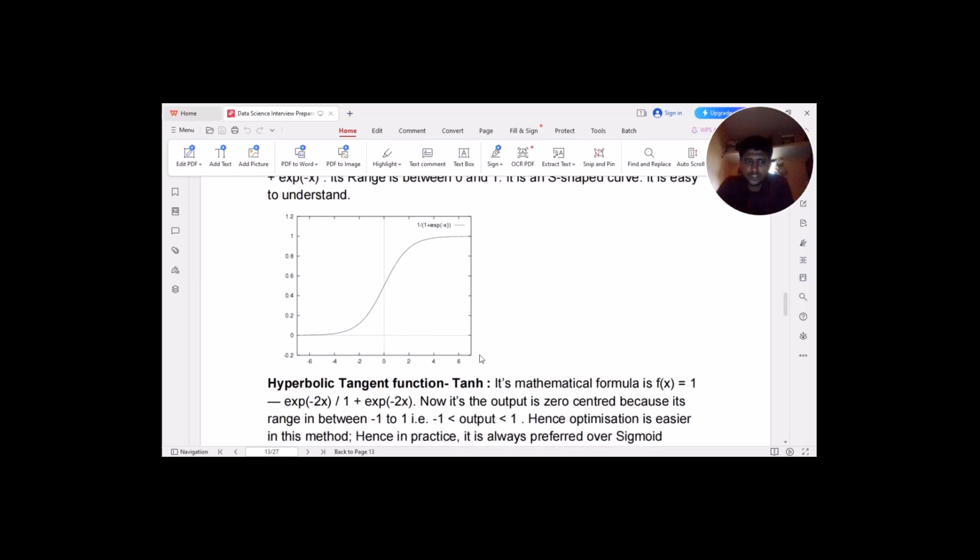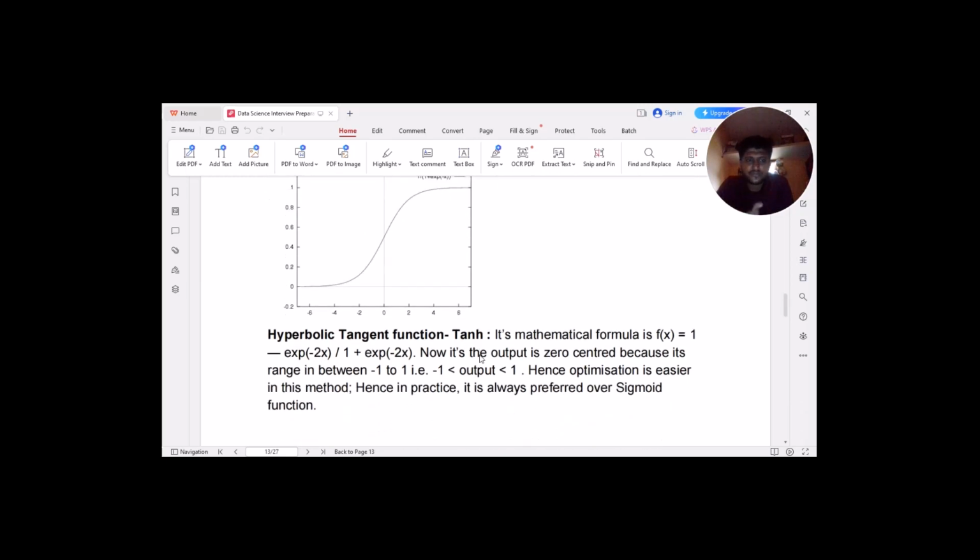Okay, so for hyperbolic tangent, f of x is 1 minus e to the power of minus 2x, divided by 1 plus e to the power of minus 2x. The output ranges from minus 1 to plus 1. Here optimization is easier in this method. Hence, in practice, it is always preferred over the sigmoid function.